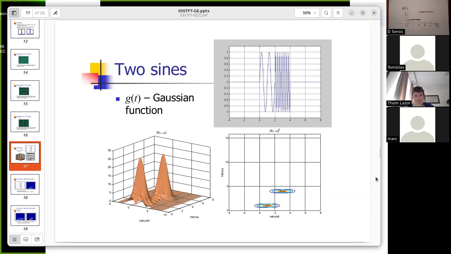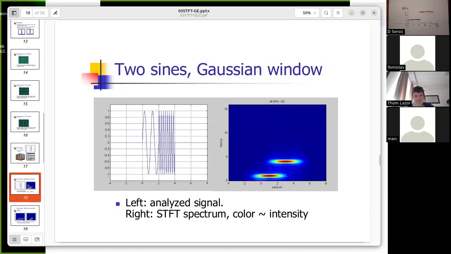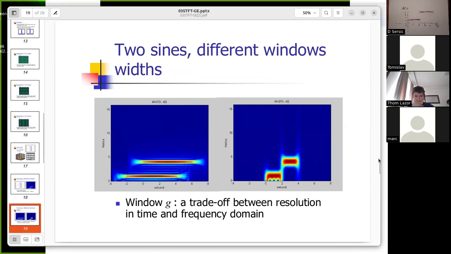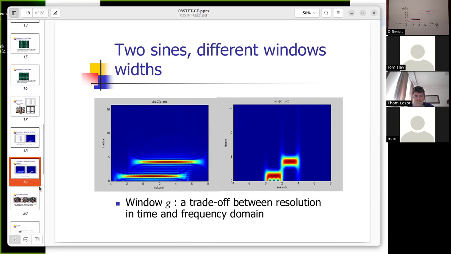If you choose a different width of your Gaussian function, you get an alternative view of the same thing. And if you need a better resolution in frequency, you lose the resolution in time. You are more and more uncertain in time, and vice versa. Seems that Heisenberg was right, and we cannot have both at the same time.